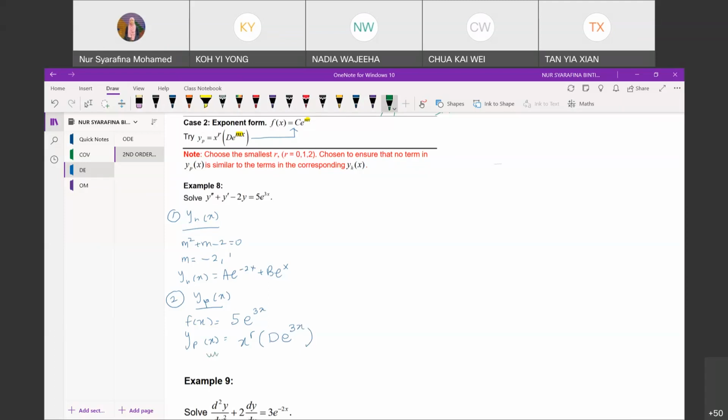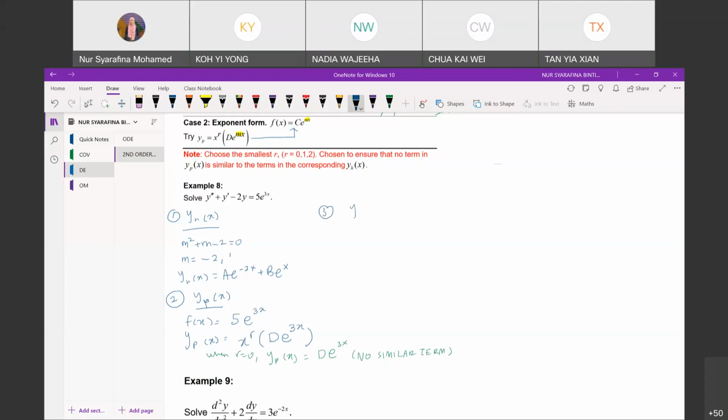When r equals 0, YP equals De^(3x). Is there any similar term with YH? We have exponent to the power of 3x, exponent to the power of x, and exponent to the power of -2x. So no similar term. Then just proceed.